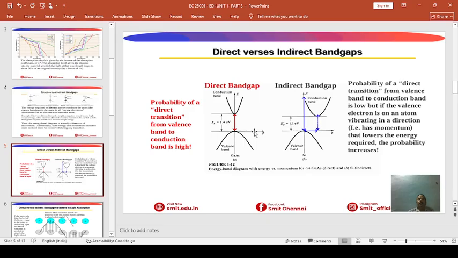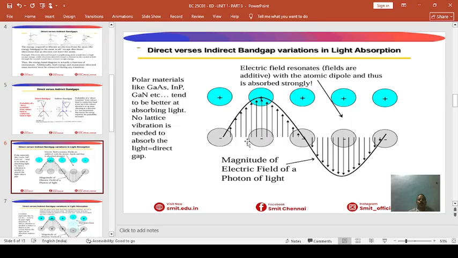In the direct bandgap material, there is a possibility of carrier recombination. Because of this, the emission of light occurs. The typical example is the LED. The indirect bandgap is a typical example for an ordinary diode, where conduction takes place but there is no emission of light. In the next diagram we are going to see the relationship between the direct versus indirect band gap variations.